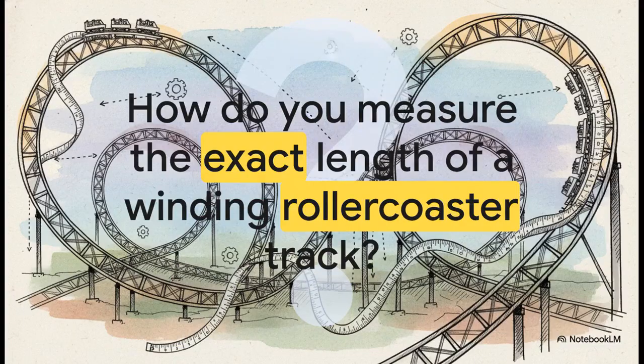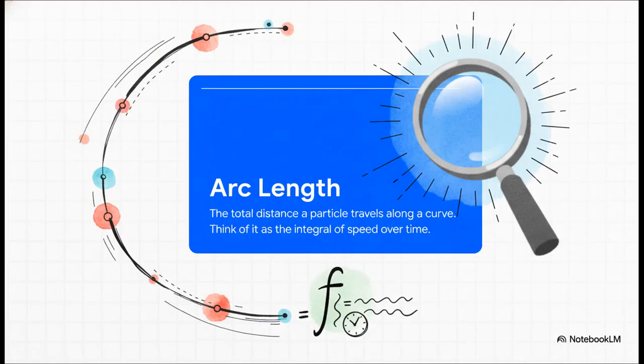I mean, just look at this roller coaster. How in the world would you even begin to measure the exact length of that track? You can't just lay a tape measure on it. This is precisely the kind of problem we're going to crack today, finding the exact length of a path that's constantly changing direction. So the secret is a concept called arc length. And honestly, it's way more intuitive than it sounds.